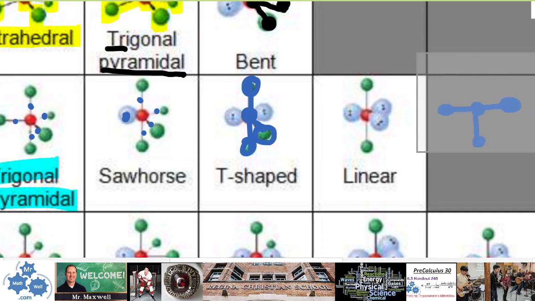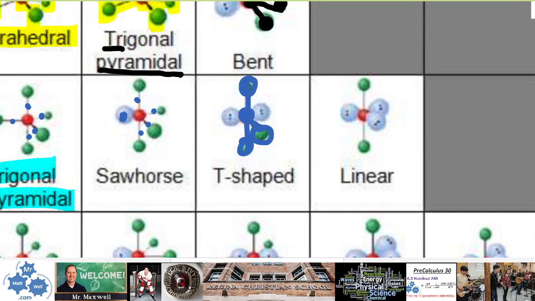Okay. And then finally, if you only have 3 atoms involved, and 3 lone electron pairs, they are all going to spread out and repel each other, and you're going to have a linear shape. Okay, a linear shape here, straight line.